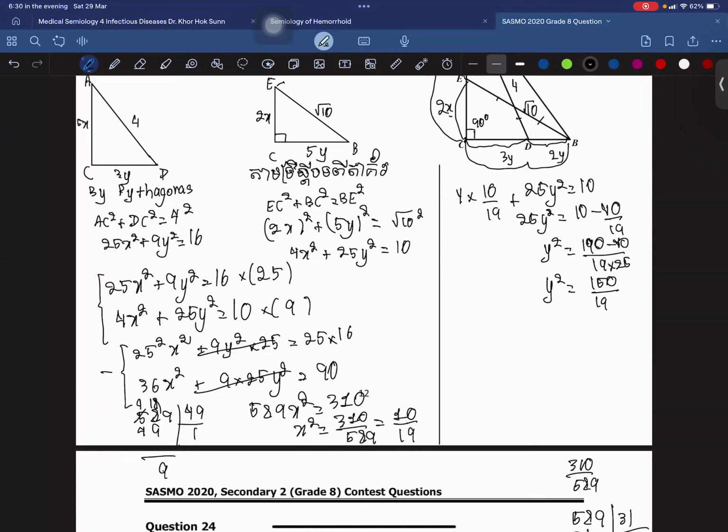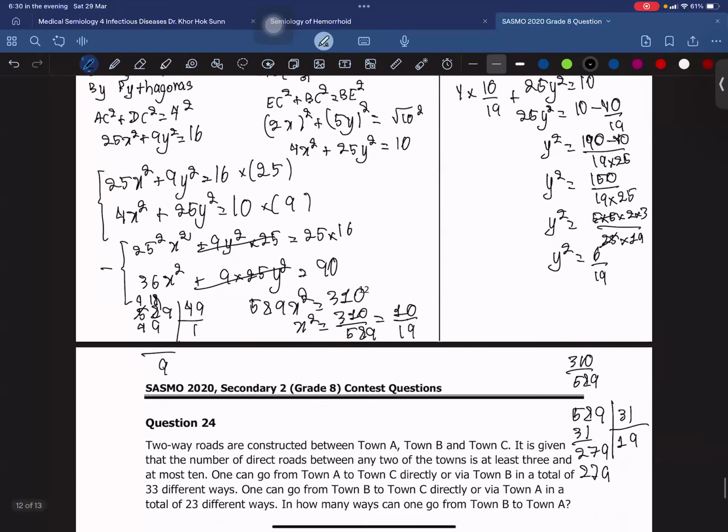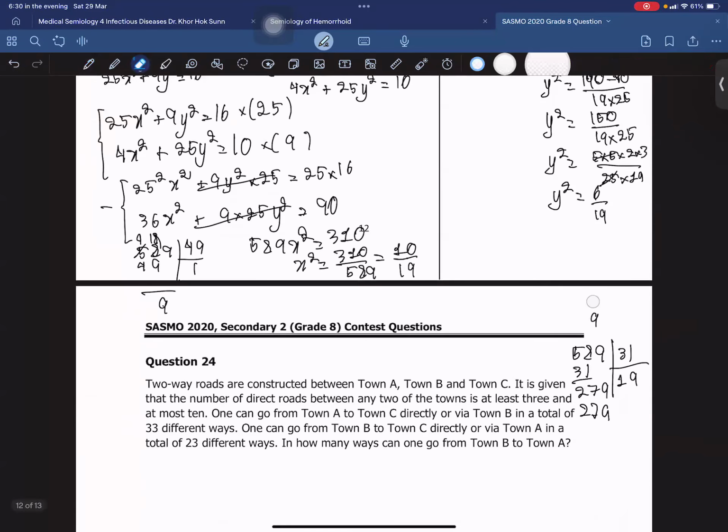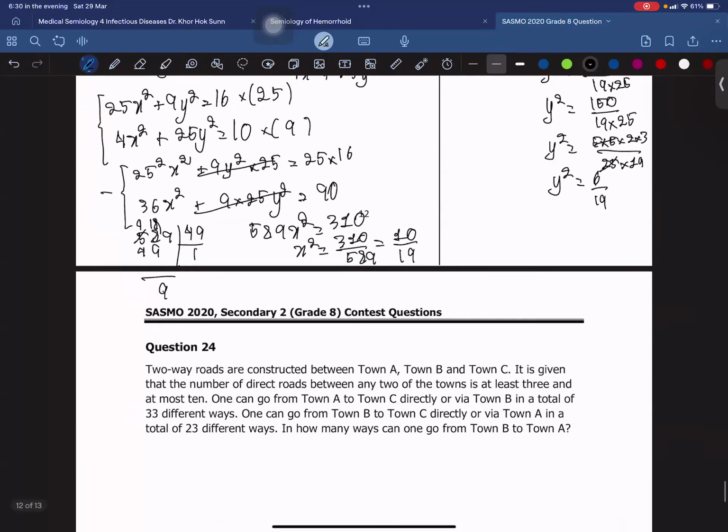What do we have here? 25. Okay, y squared equal to 5 times 2 times 3 over 25 times 19. So this is gonna be deleted. Then we have it as 6 over 19. Okay, so we nearly get an answer in here.